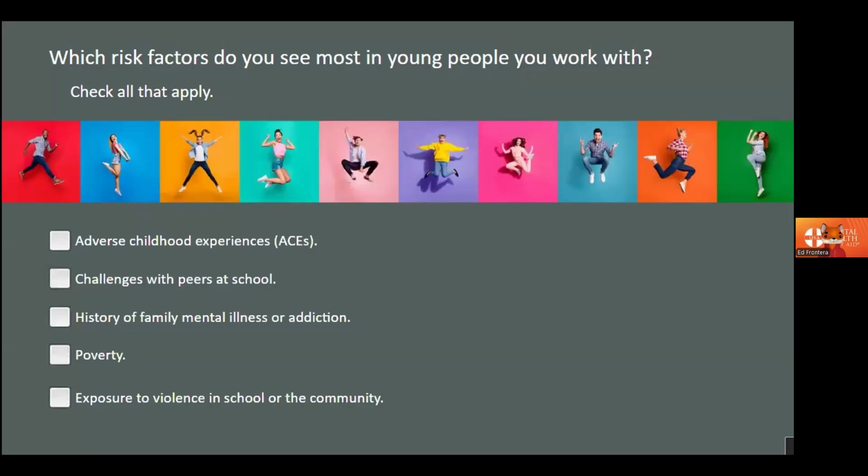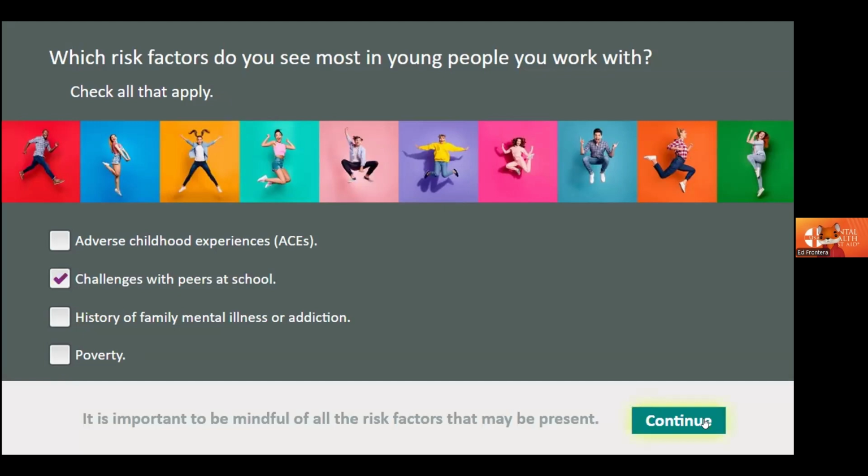As stated in the video, risk factors are experiences or elements that can increase the risk of youth developing a mental health or substance use challenge or crisis. Which risk factors do you see most in young people you work with? Check all that apply. Adverse childhood experiences. Challenges with peers at school. History of family mental illness or addiction. Poverty. Exposure to violence in the school or community. Good job. It is important to be mindful of risk factors that may be present.